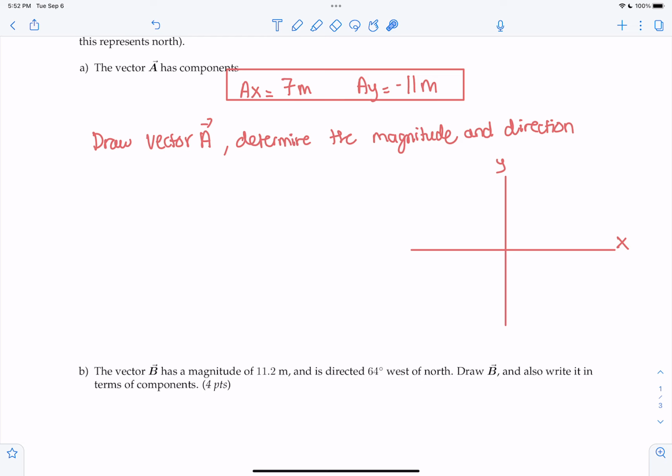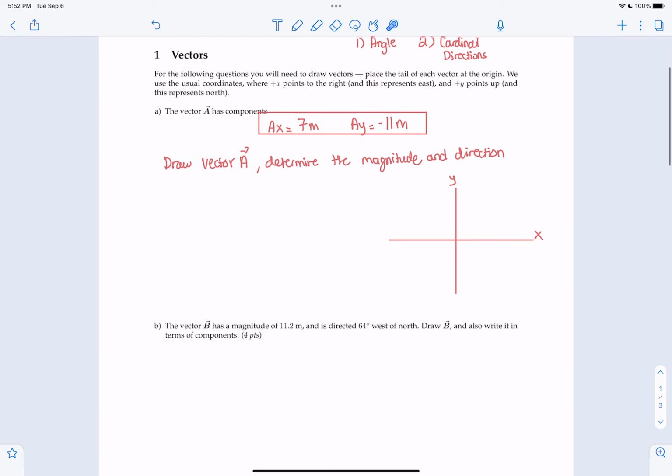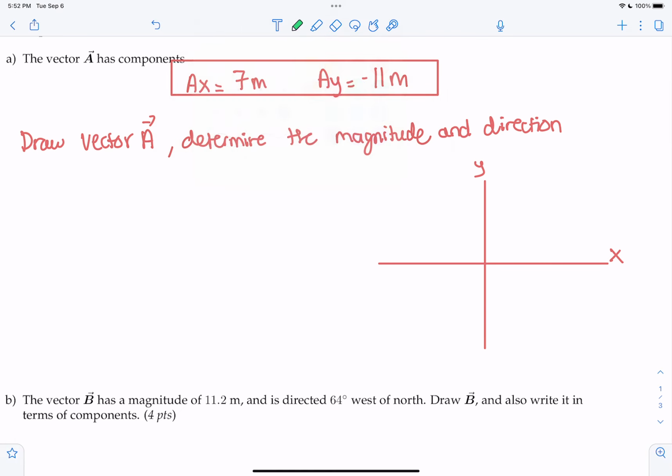So, with that being said, we know that the x component of vector A is positive 7 meters, and the y component is negative 11 meters. In order to draw this, we'd have 7 meters like this. This is AX. And then this is AY, say that's negative 11 meters. This is AY, and this is positive 7 meters.